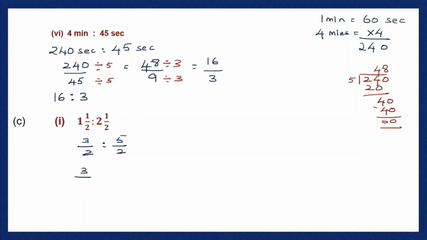So let me write that. 3 by 2 divided by 5 by 2. Now this is division of fractions. So we know when it is division of fractions what to do. The first fraction we write as it is. Division changes to multiplication, and 5 by 2 we write the reciprocal 2 by 5. Now we can cancel 2 and 2. So what is left is 3 by 5, and our ratio is 3 is to 5.